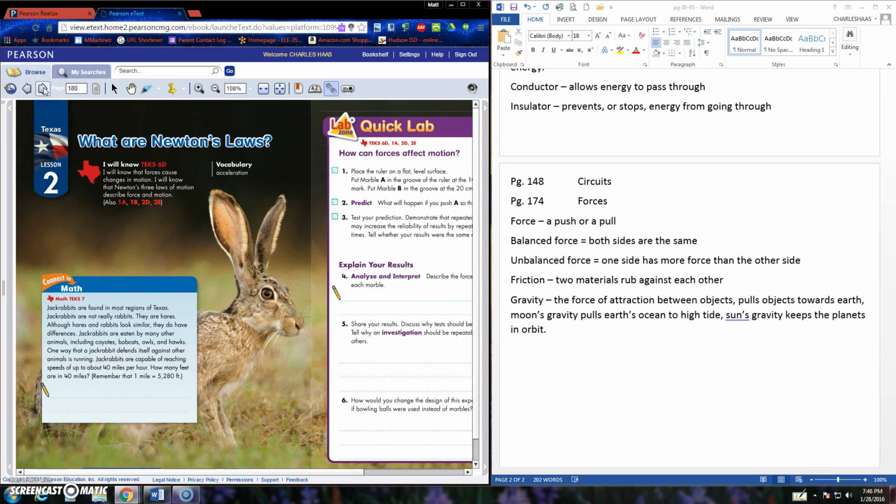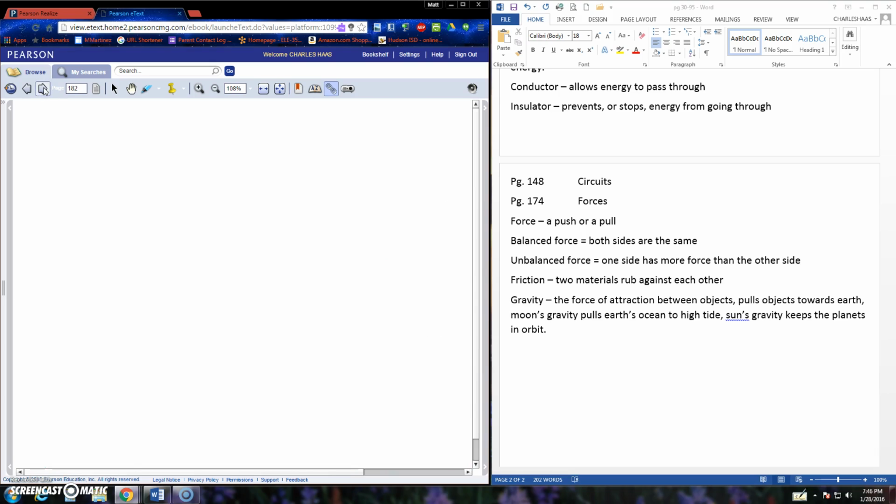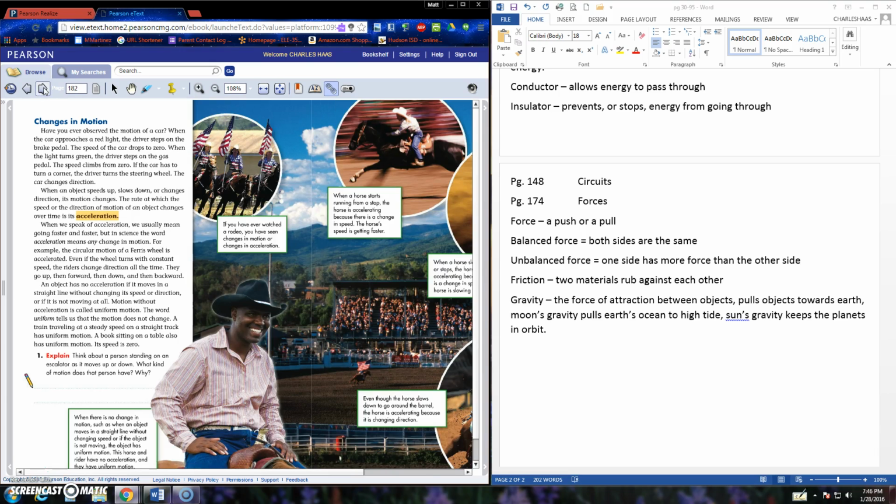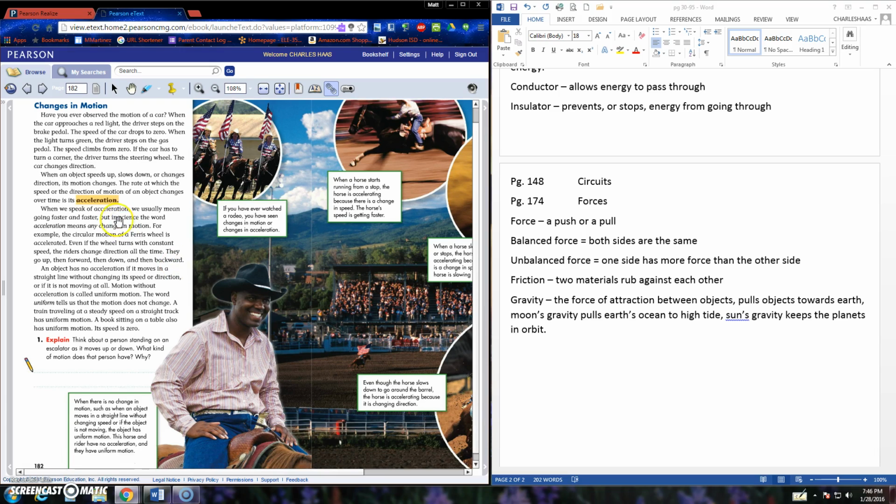Okay, we finished that page. We skip that page. Changes in motion. Here's a big word. Acceleration. When an object speeds up or slows down or changes direction, its motion changes. The rate at which the speed or the direction or motion of an object changes over time is called acceleration. When we speak of acceleration, we usually mean going faster and faster. But in science, the word acceleration means any change in motion.